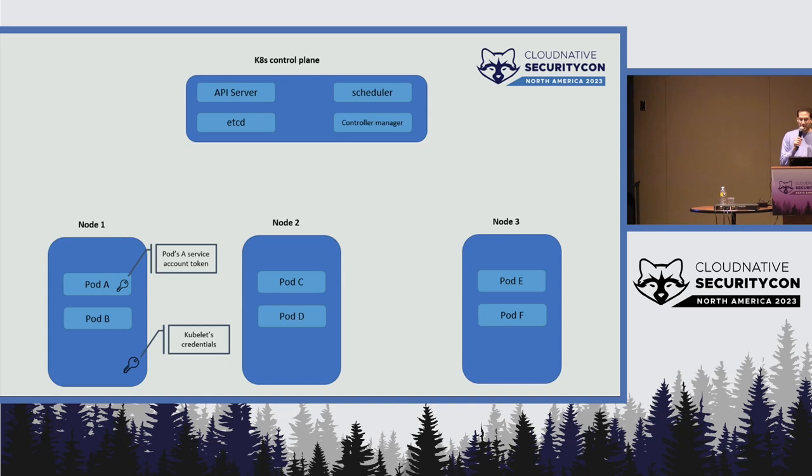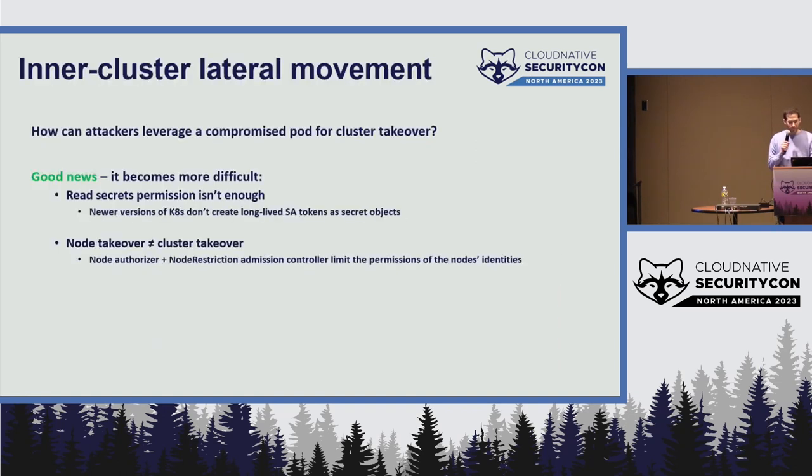If attackers somehow manage to escape from pod A to the underlying node, or they somehow manage to get access to the file system of the underlying node, and we will see how they might achieve that shortly, they can also use this identity. All right, so how can attackers leverage those identities?